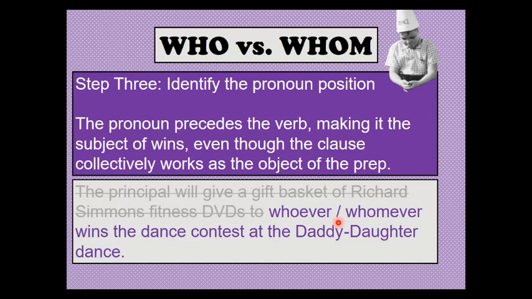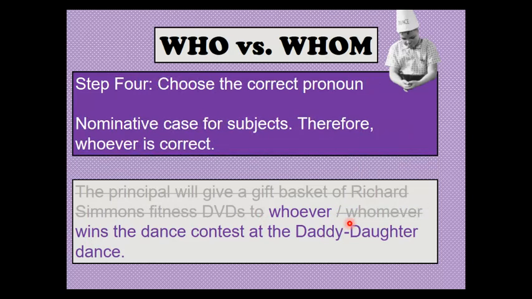So really what's happening is it's sort of working collectively as the object of this preposition to. But if I isolate it, I realize that the word wins is looking for a subject. And for that reason, I get to use the word whoever. Whoever's a perfect subject. And so therefore, it's whoever wins. Remember, I can use the word he in there and say he wins the dance contest.